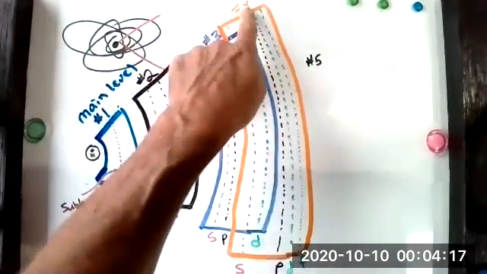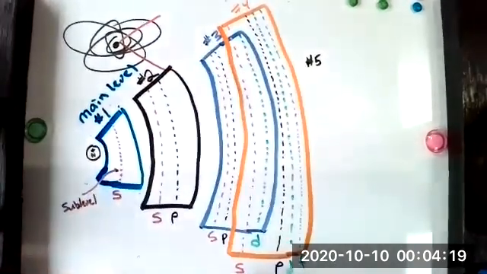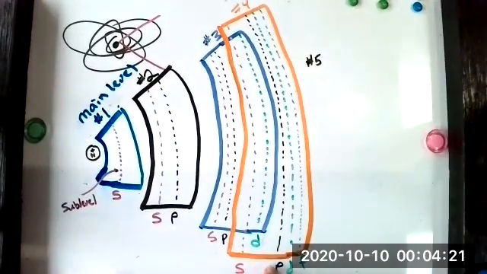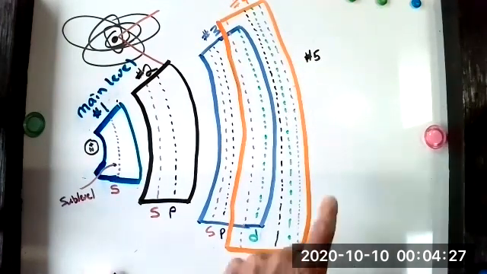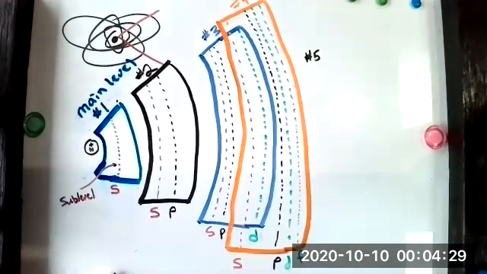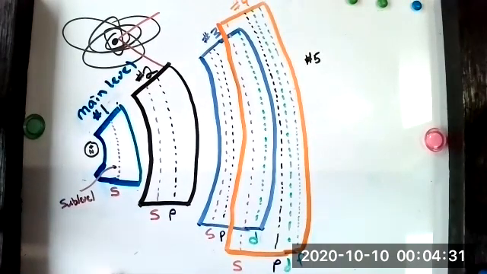Main level number 3, 3 sublevels. Main level number 4, 4 sublevels. I know, I'm way at the bottom of the screen. There's 4 sublevels. So take a guess how many sublevels are in main level number 5. Yeah, there's 5.